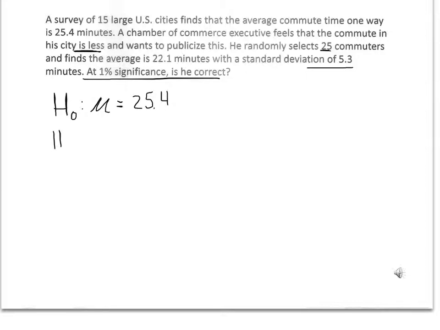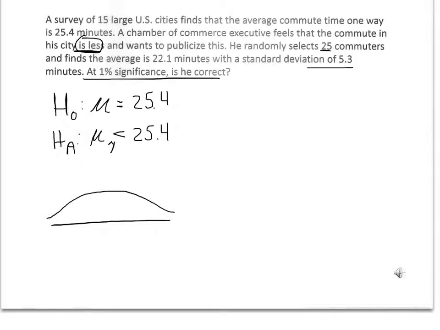The question always is, what's my alternative? Well, in this case, we're talking about less. So my mu is going to be less than 25.4. This is a one-sided test because we're talking about a less than symbol. So we're talking about 1% significance. So the area to the far left, my rejection area, is going to be 0.01.